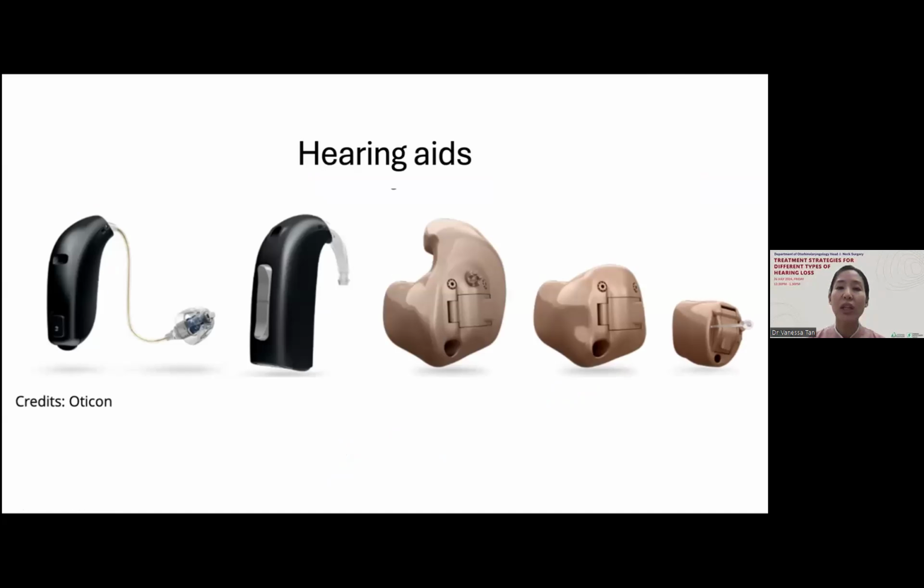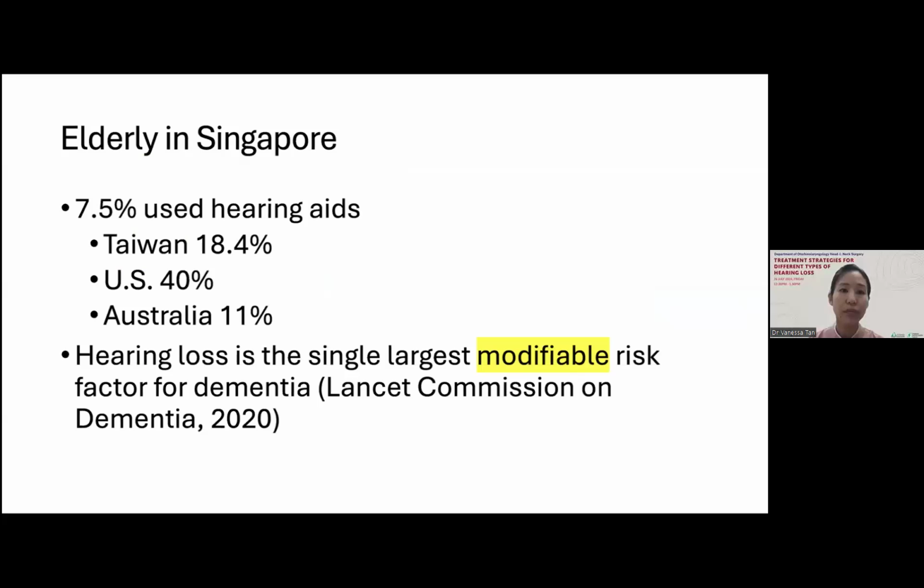So with regards to hearing loss, especially for sensory neural causes of hearing loss, the first line treatment is to use hearing aids. And these are different types of hearing aids. And depending on the severity of hearing loss, our audiologists are the experts that will determine the hearing aid that will fit the patient. So we did a study, we do have a paper published in Singapore that talks about hearing aid uptake in Singapore. And unfortunately, our uptake of hearing aid use is very low. Only 7.5% of patients use hearing aids. And this is much lower than other countries.